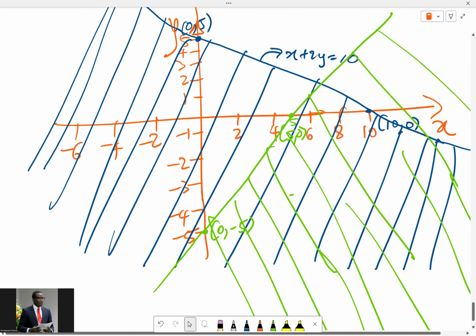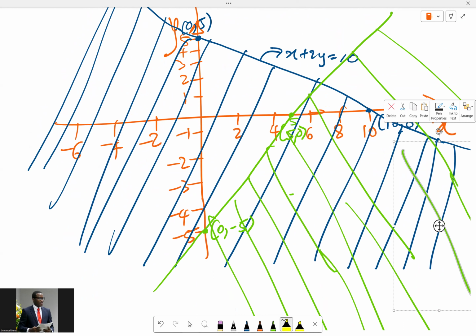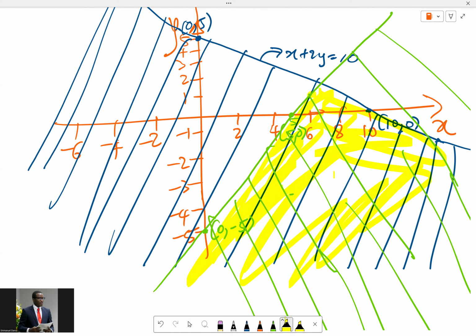Now, the feasible region is basically where the blue lines intersect the green lines. So if you trace out the feasible region, it will be something like all this area. The feasible region is where the blue lines meet with the green lines. This is the feasible region.